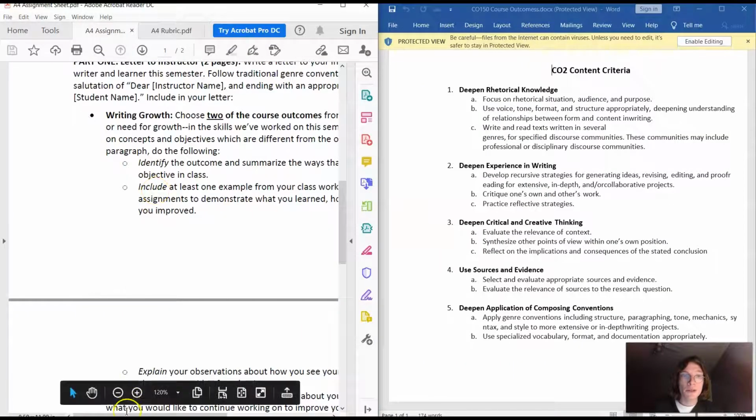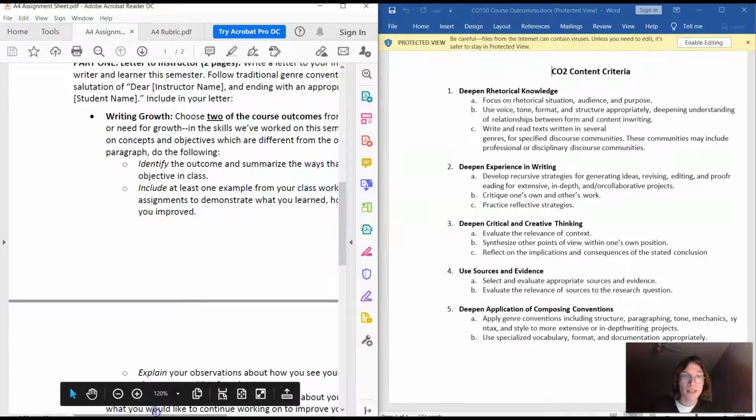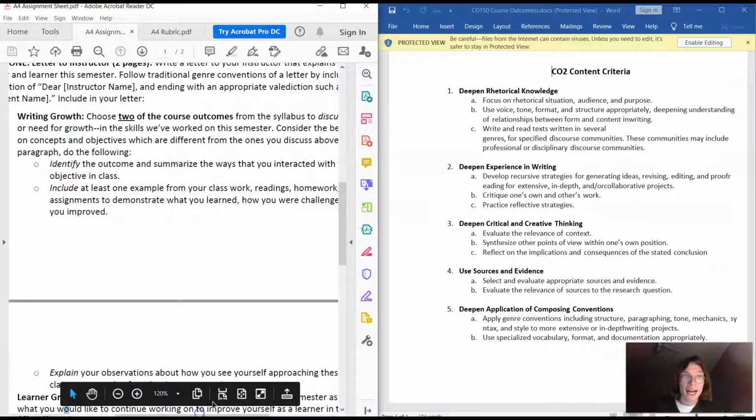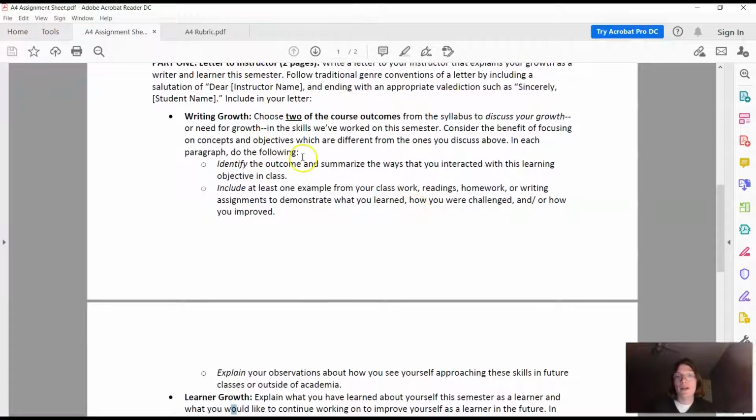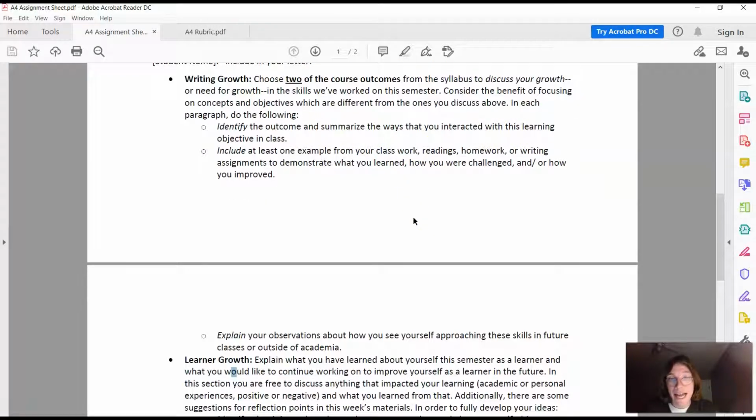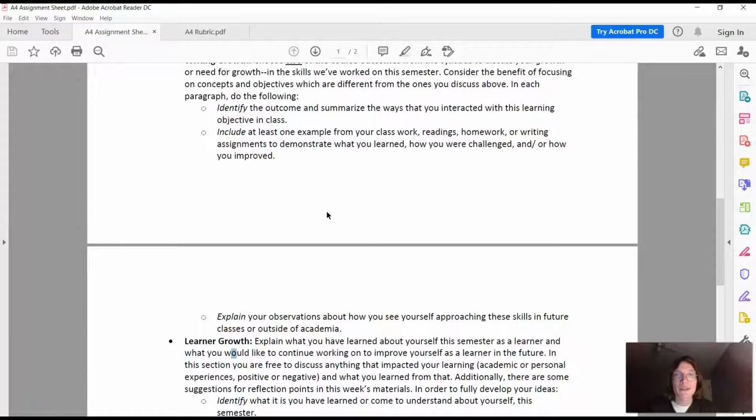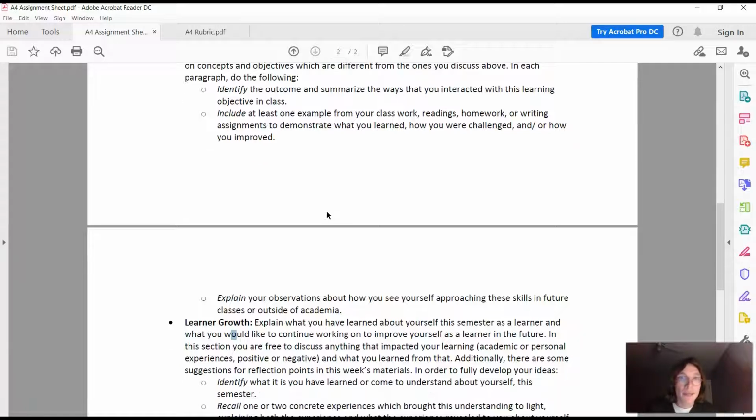So what you're going to do for those is identify 2 outcomes and summarize the ways that you interacted with this learning objective in class. You can talk about how you engaged with it, what were some examples that we did in class, what were some larger assignments that asked you to do these things, like what does it mean to deepen your rhetorical knowledge, how did you engage with that, how did you interpret that throughout the semester.